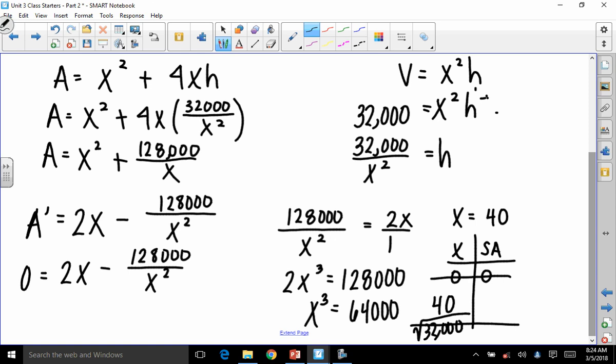So I want to know what that surface area is going to be. How do we figure out what the surface area is going to be when x is 40? Look at your surface area formula, right? It's A equals x squared plus 4xh. So I know x is 40. How could I figure out what the height would be when x is 40? Use this one, right? So when x is 40, what is h? 20?